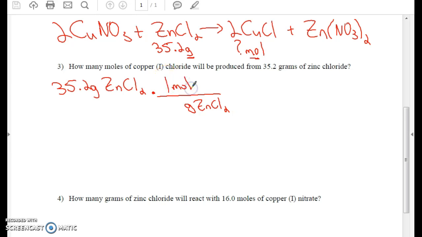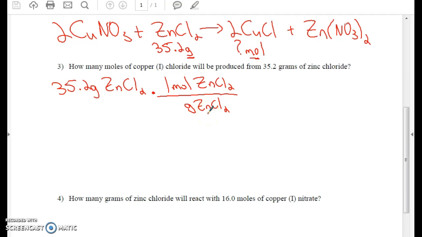Now this is a conversion factor. Do not get it confused with a mole ratio. Conversion factor is what we have been using. It's going from grams to moles of the same compound. So grams of zinc chloride to moles of zinc chloride. Now to get the grams of zinc chloride, you get that from the periodic table.